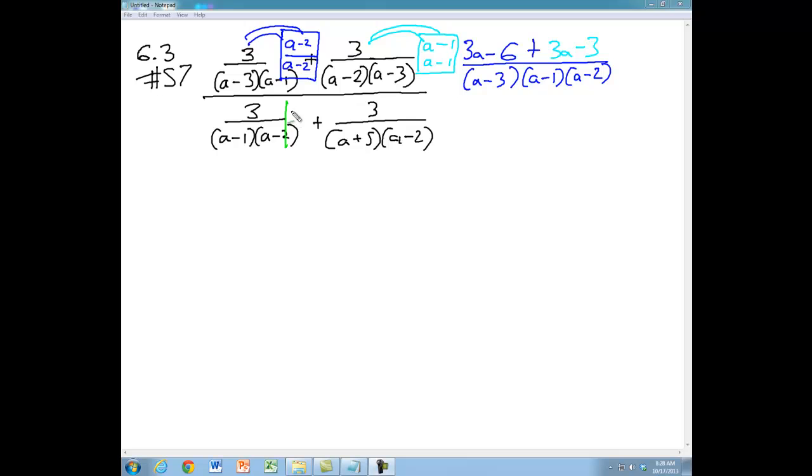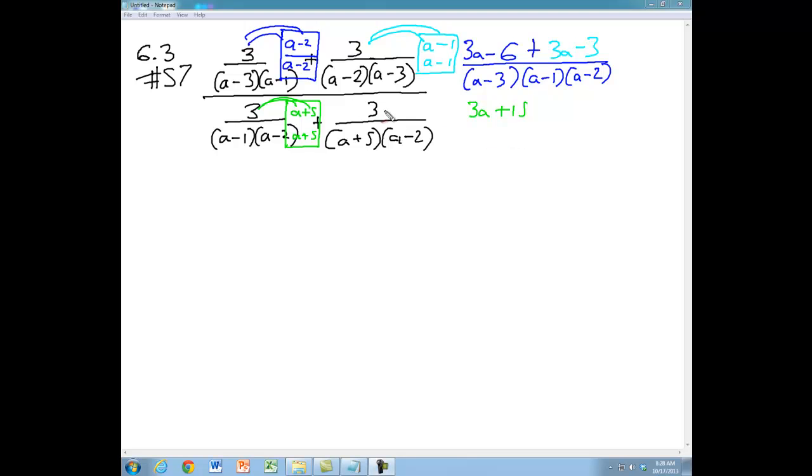So this is missing an a plus 5, because the common denominator is going to be a minus 1, a minus 2, a plus 5. So we're going to multiply this by a plus 5. So this becomes 3a plus 15. If I do my distribution like that, see, it's my distribution. And then I'm going to go to another color here. I'm going to choose red.